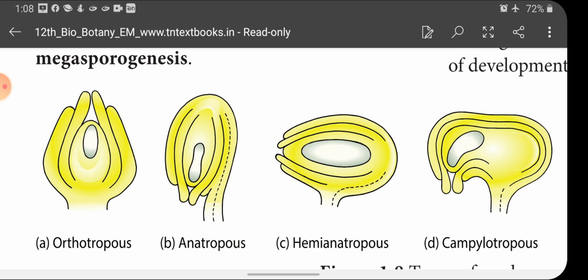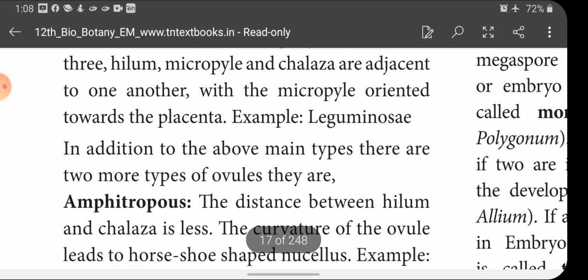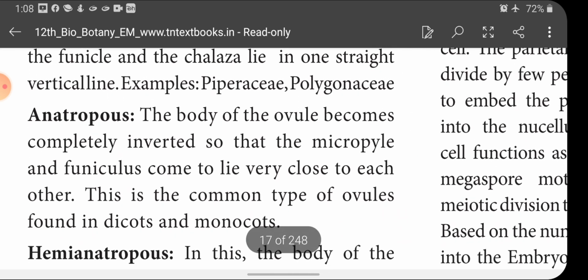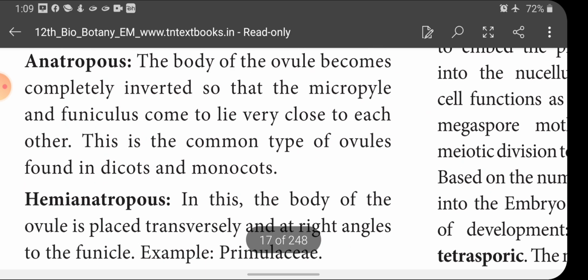Next one is anatropous. The body of the ovule becomes completely inverted, so that the micropyle and funiculus come to lie very close to each other. This is the most common type of ovule seen in dicot and monocot plants. In the anatropous type, the ovule is completely inverted, so the micropyle and funiculus lie very close to each other.